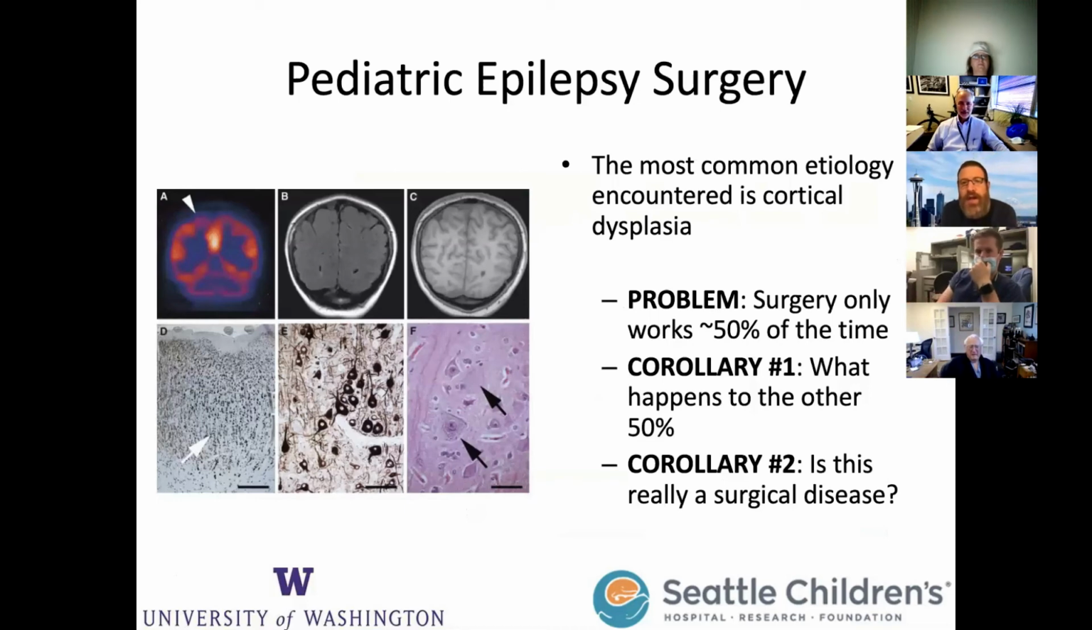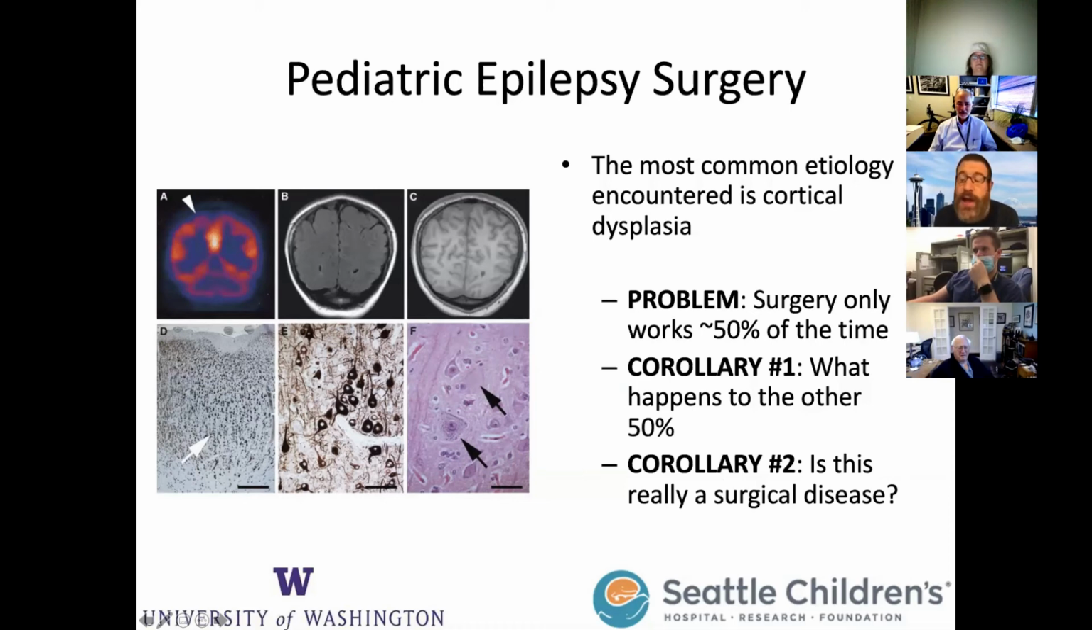Pediatric epilepsy surgery is hard. The most common etiology that we encounter in pediatric epilepsy surgery, as many of you know, is cortical dysplasia, focal cortical dysplasia. And from a histopathologic standpoint, focal cortical dysplasia is essentially a disorganization of the cortical architecture. So when you look at an H&E stain of focal cortical dysplasia, these are cortical pyramidal neurons that have lost their way. Their apical dendrites are misoriented. They have bizarre cytomegalic somas.